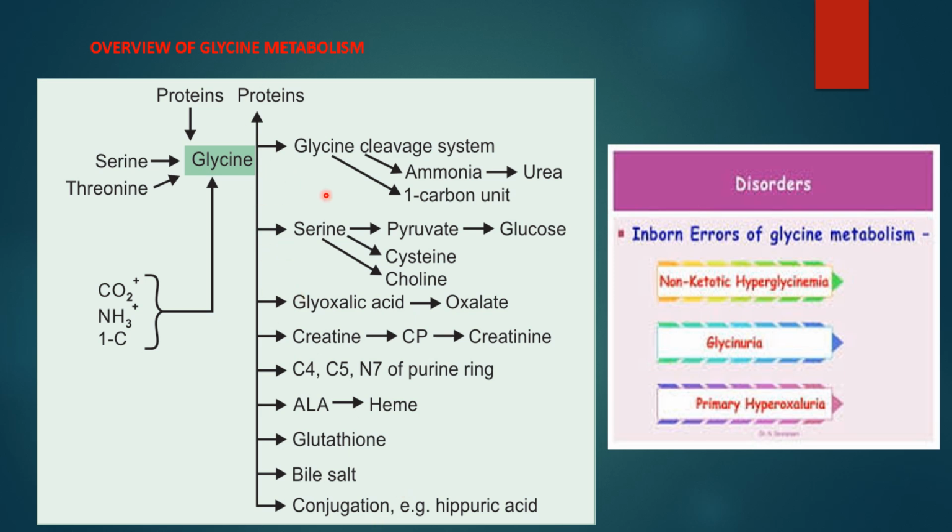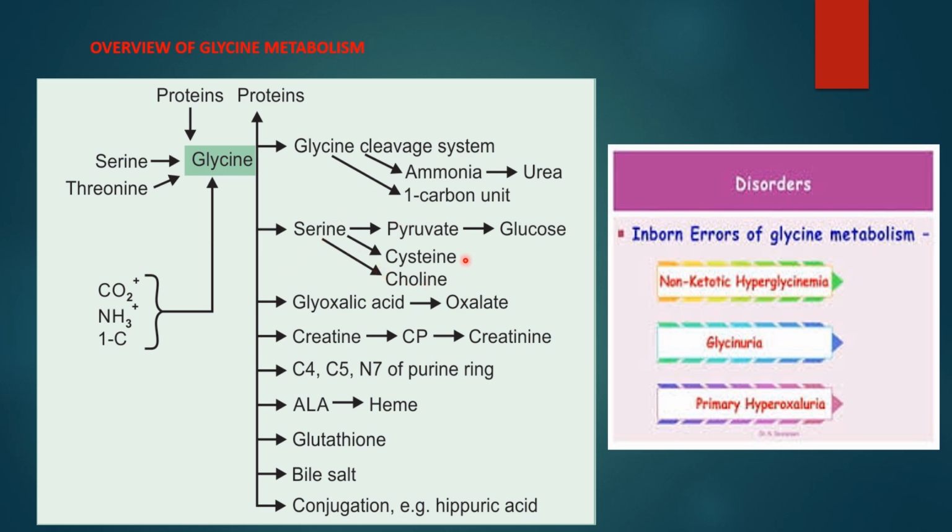Further, what is the metabolic fate? Glycine can be cleaved into ammonia. Ammonia can be utilized for synthesis of urea. It can also be converted into a one carbon unit, which can be utilized in various other metabolic reactions. Via serine it can be converted into pyruvate, and from pyruvate it can be glucogenic. This is how it is a glucogenic amino acid.